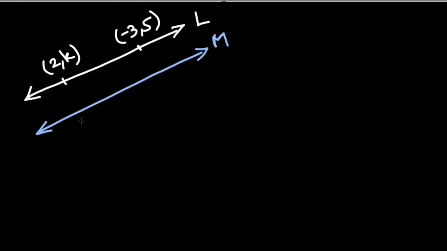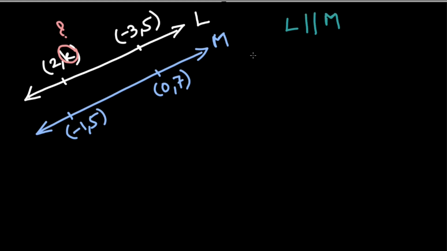Line L passing through two points 2 comma k and minus 3 comma 5 is parallel to line M passing through the points minus 1, 5 and 0, 7. We have to find the value of this k. We know that when two lines are parallel, their slopes are equal. Here line L is parallel to line M. Therefore, slope of line L will be equal to slope of line M.